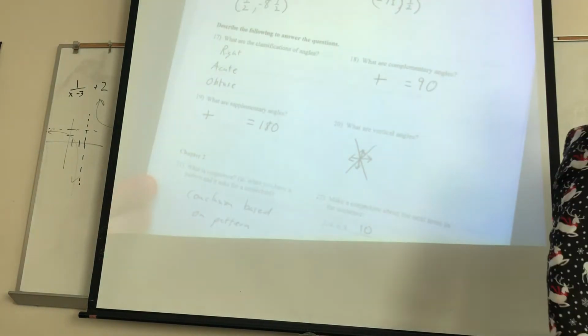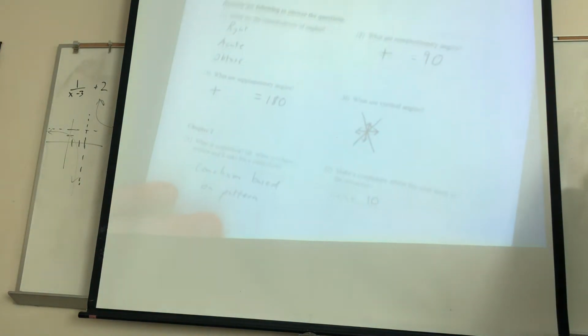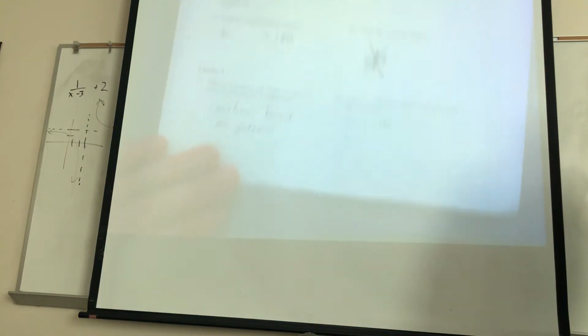There's right, acute, and obtuse. We'll go back over those again on the second one. Complementary angles add together to make 90. Supplementary angles add together to make 180.